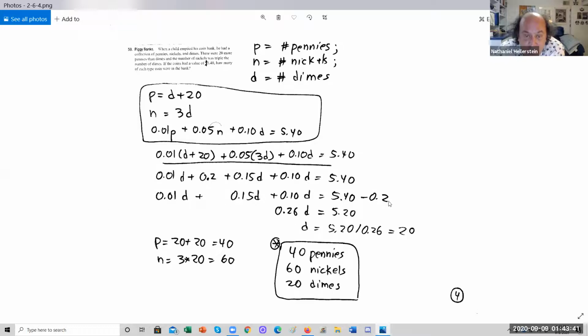We combine terms. On the left, you get 0.26d. On the right, you get 5.20. To isolate d, we divide both sides by 0.26. We get d equals 5.20 divided by 0.26. That's 20. Now to find p, that's d plus 20, so you get 20 plus 20, which is 40. For n, it's 3 times d, so 3 times 20, that's 60. So 40 pennies, 60 nickels, and 20 dimes.